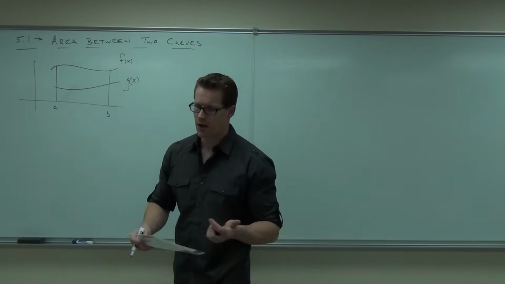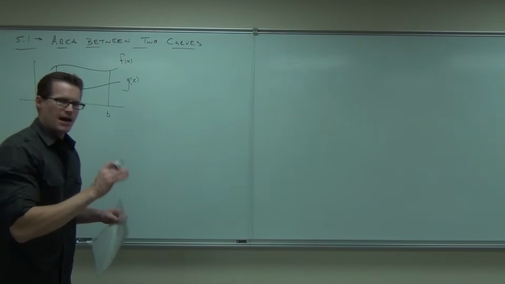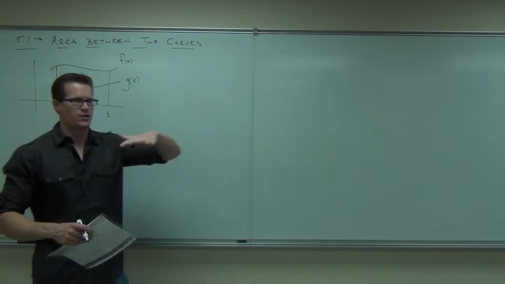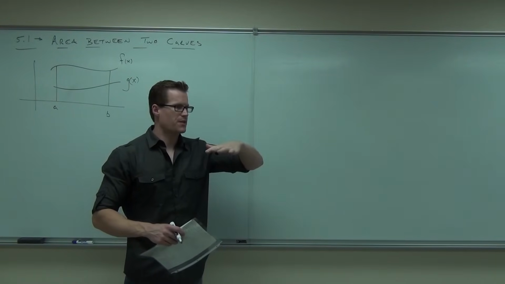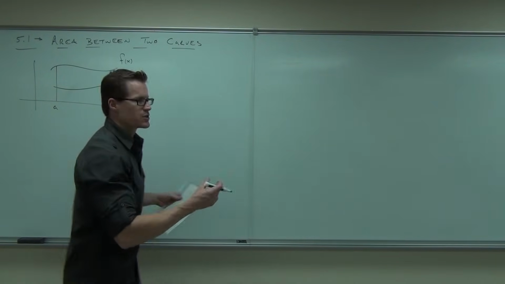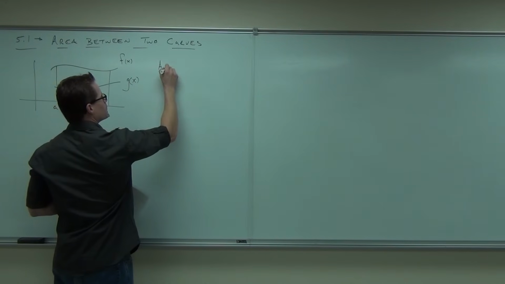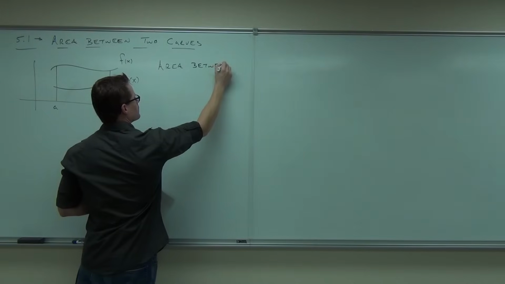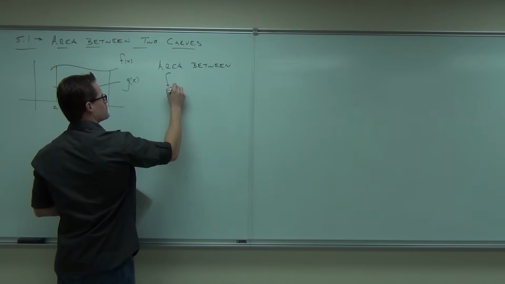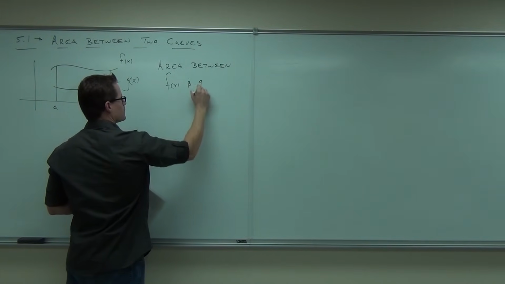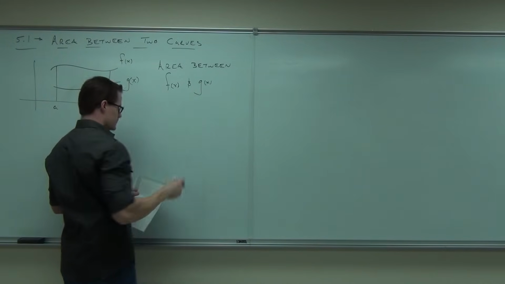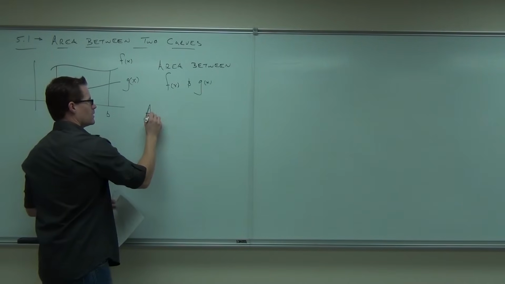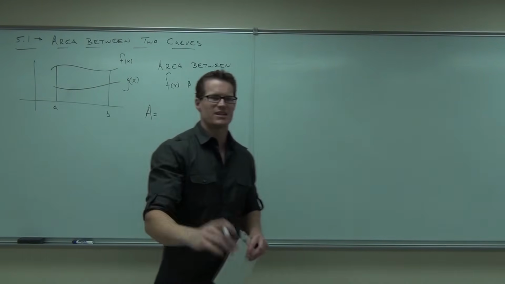Now what we want to talk about is the area between f of x and g of x. That's what we're trying to find. You see, we already know how to find the area under f of x, right? And we know how to find the area under g of x. We're talking about the area between them. How would you go about doing that? Give me some ideas. What would you do?